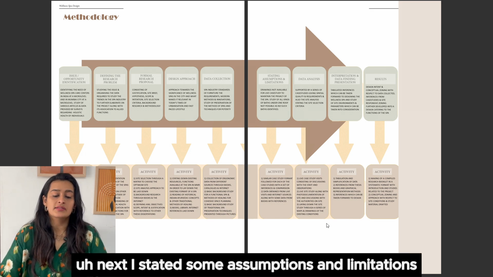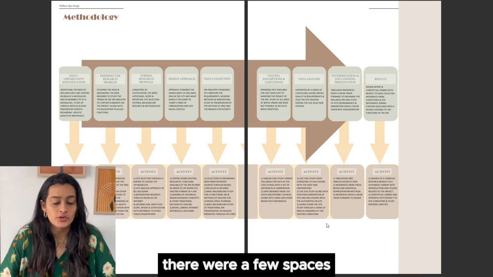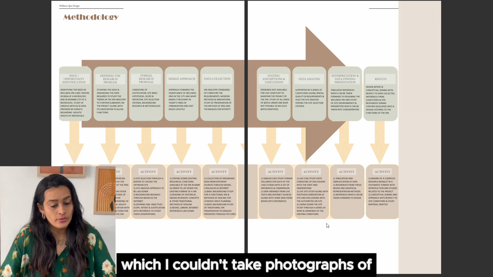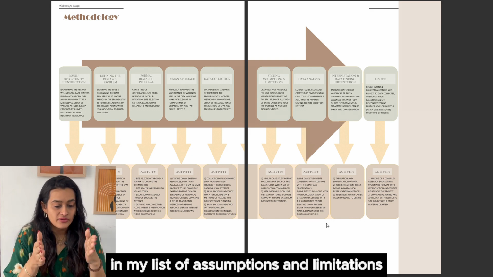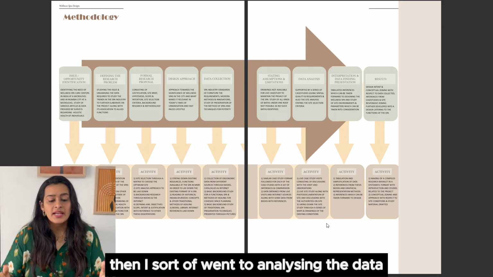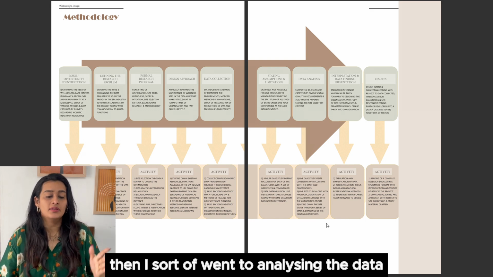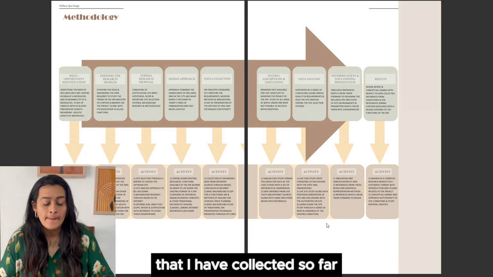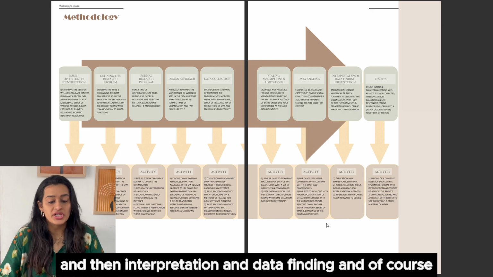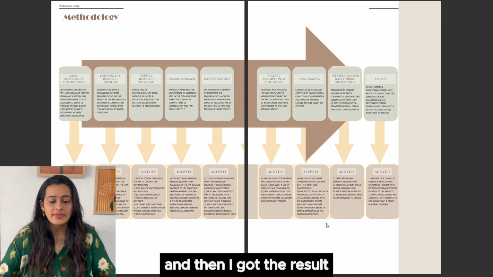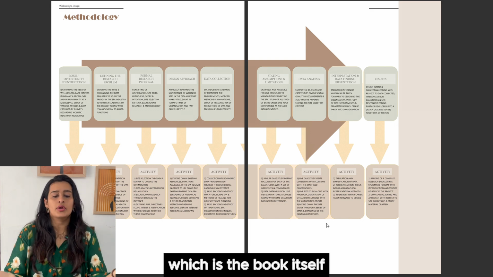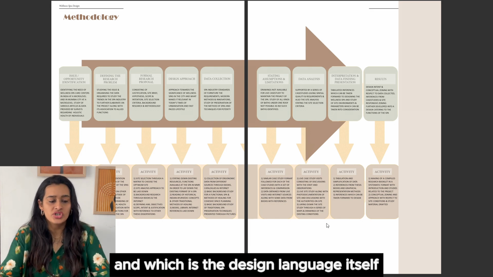Next, I stated some assumptions and limitations. There were a few spaces which I couldn't take photographs of. So that is something which I have mentioned in my list of assumptions and limitations. Then I went to analyzing the data that I have collected so far, and then interpretation and data finding, and of course presentation, which is this book, and then I got the result, which is the book itself and which is the design language itself.